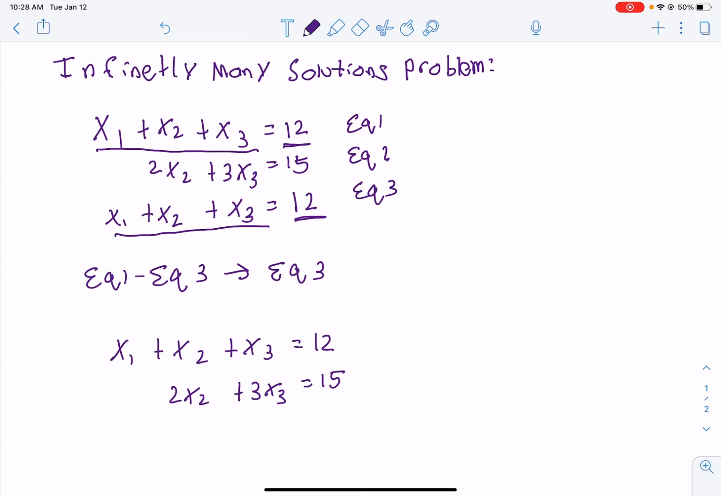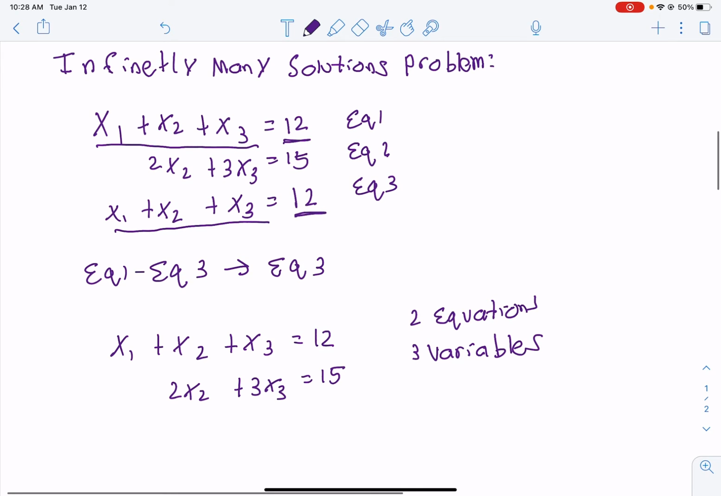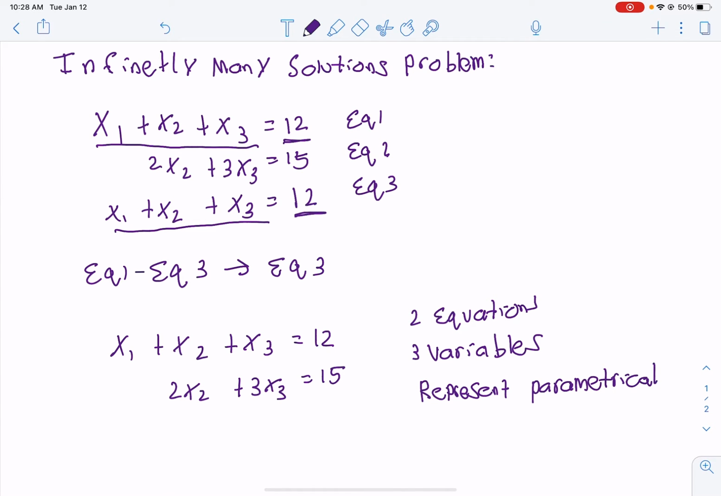So if you notice, we have two equations, but we have three variables. So in an earlier video, if we have more variables than equations, we have to represent parametrically. Meaning we have to add a parameter or add a variable, because one of these variables can be any number, theoretically.